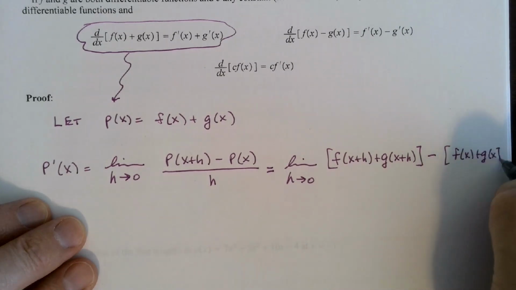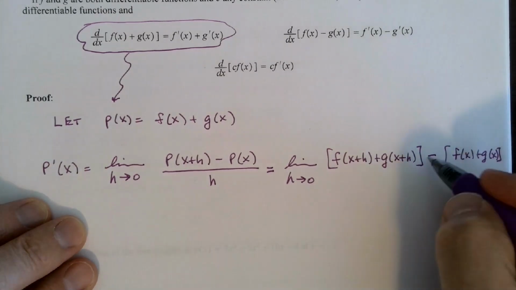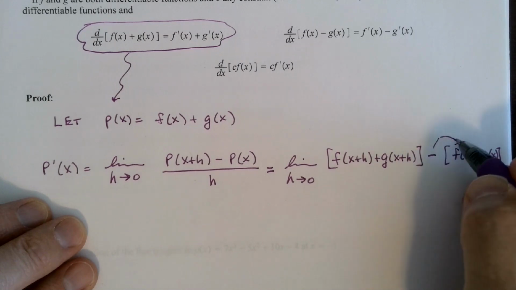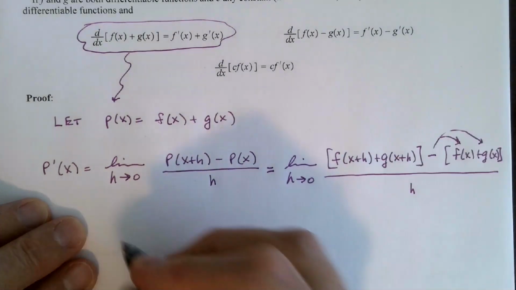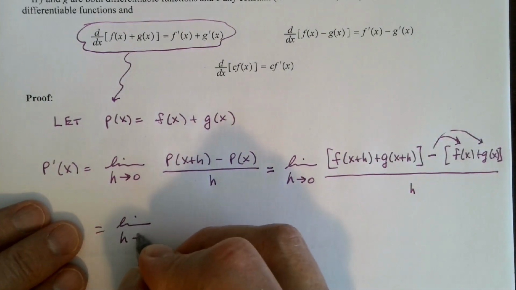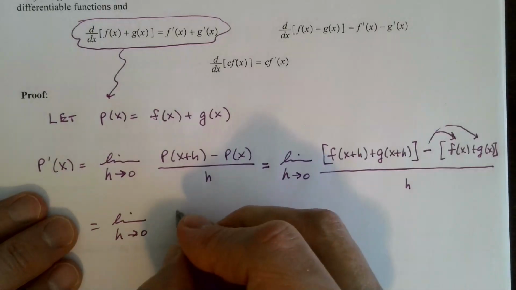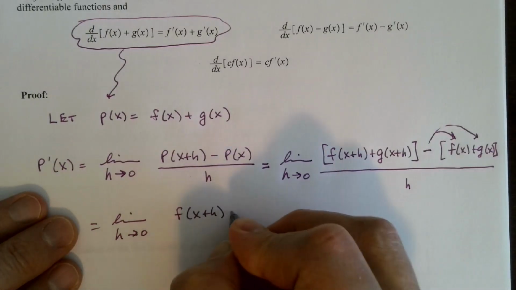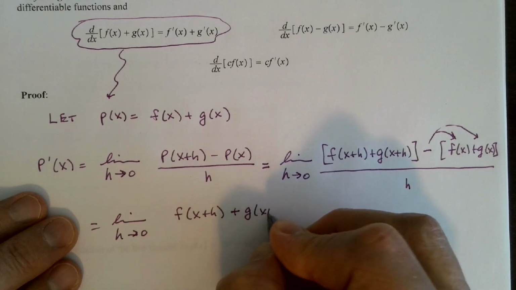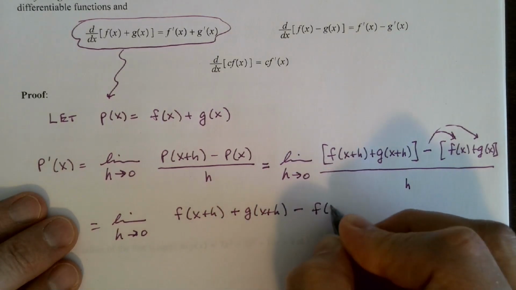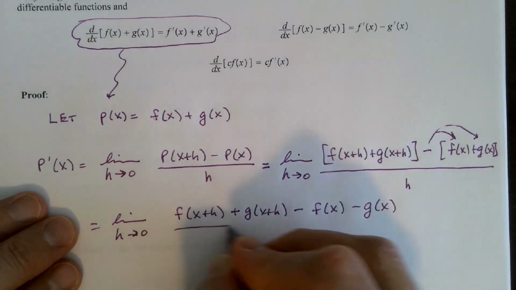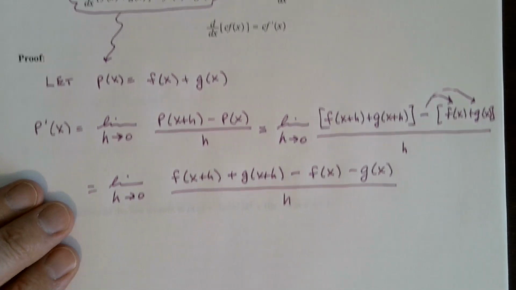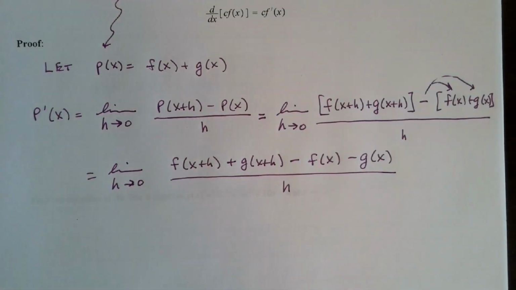Now be careful here, I put this in brackets because it's real important that we distribute that negative sign over. And so when I do that, what do I get here? Minus f of x, minus g of x. Okay, so far so good. Again, if I plug in h equals 0, it's indeterminate.